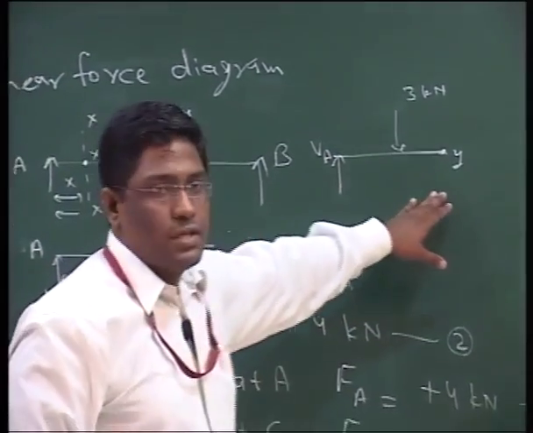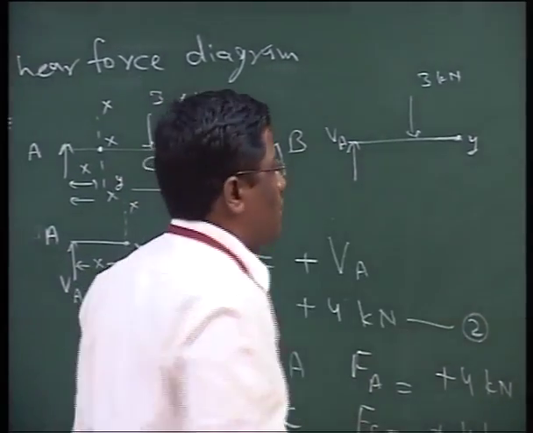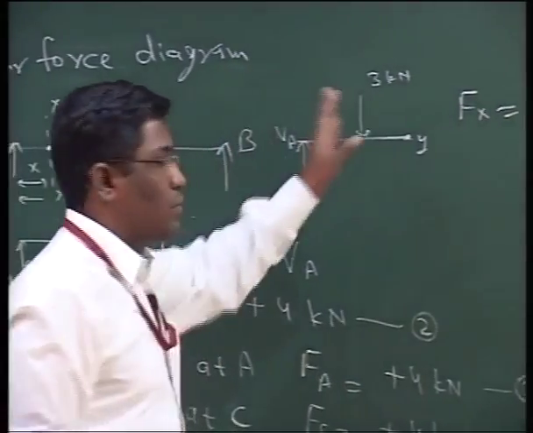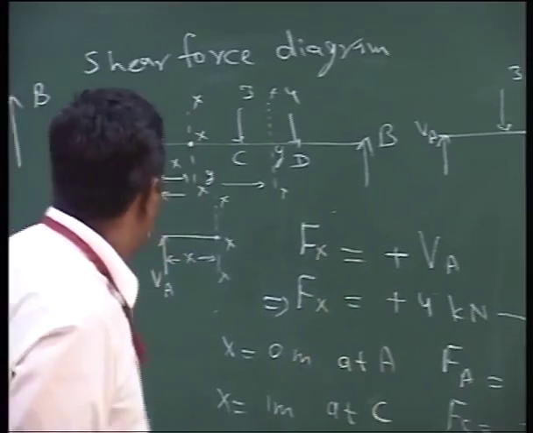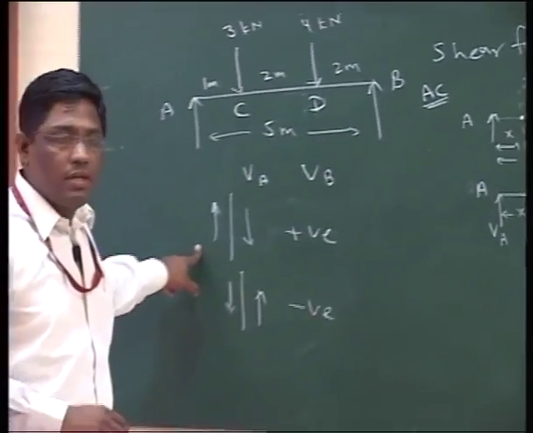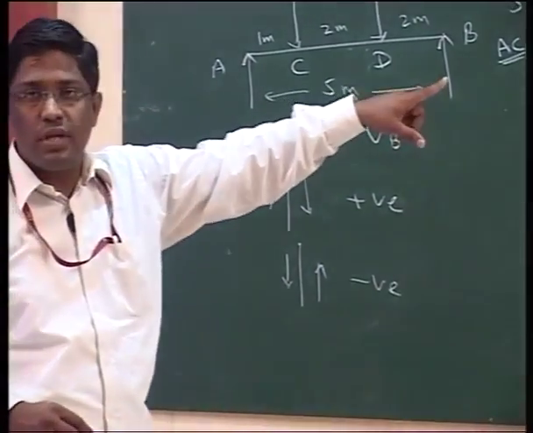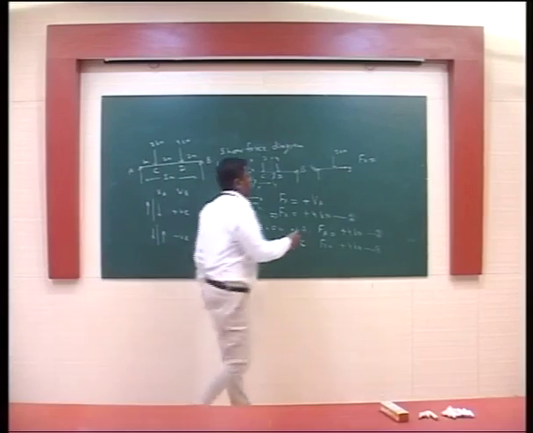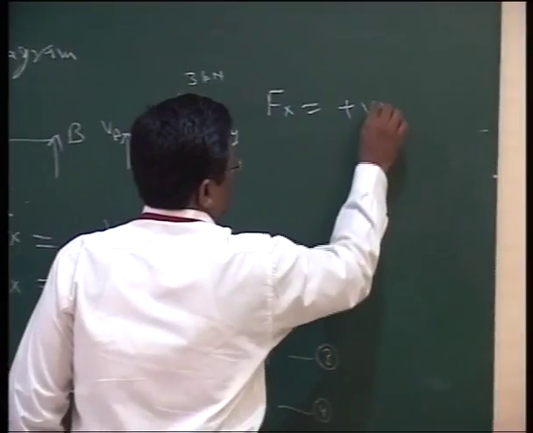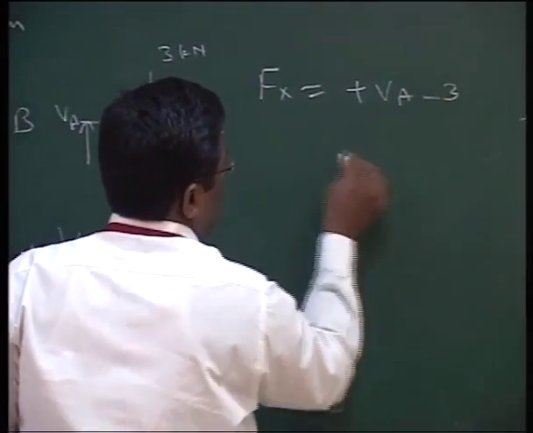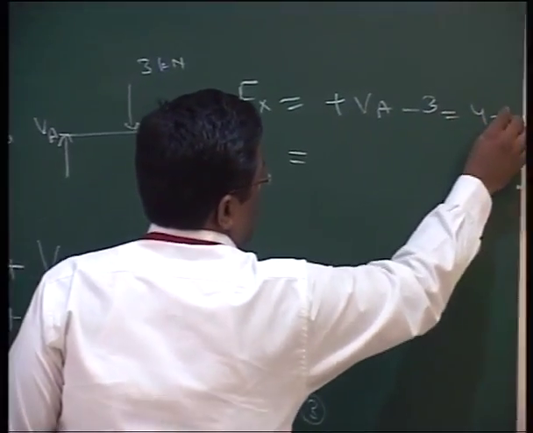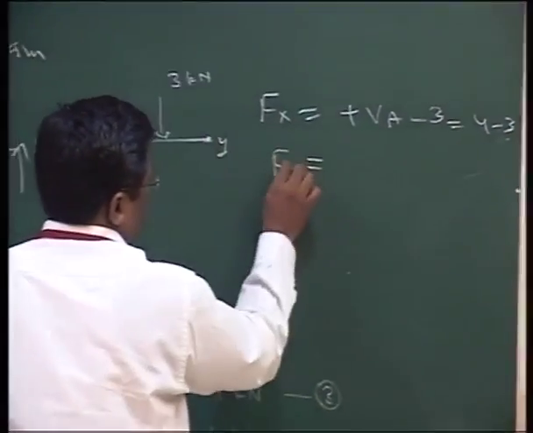Now, at this particular section or this particular point Y, if we write Fx, then there are two components. First one is VA, which is positive from our sign convention. In the same way, the force 3 kilonewton from our sign convention is negative. That means plus VA minus 3. The value of VA is 4. That means 4 minus 3. That means 1.